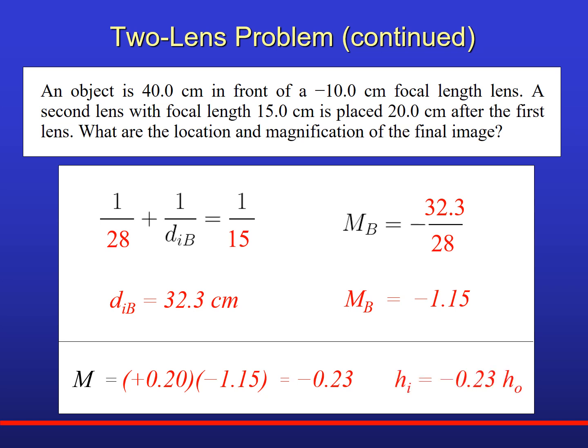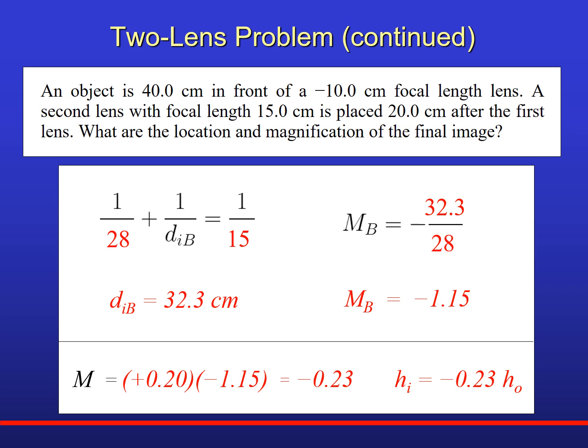Therefore, the final image, this is H sub I. This is the thing you would see coming out of the two lens system. It's inverted. There's a negative 0.23 H sub O. So it's smaller than the object, like 0.23 times the object. It is inverted. That's the solution to the problem. If you didn't follow it, I recommend you watch this again, draw the picture, go through step by step. You will understand where every number came from, where every number went to.